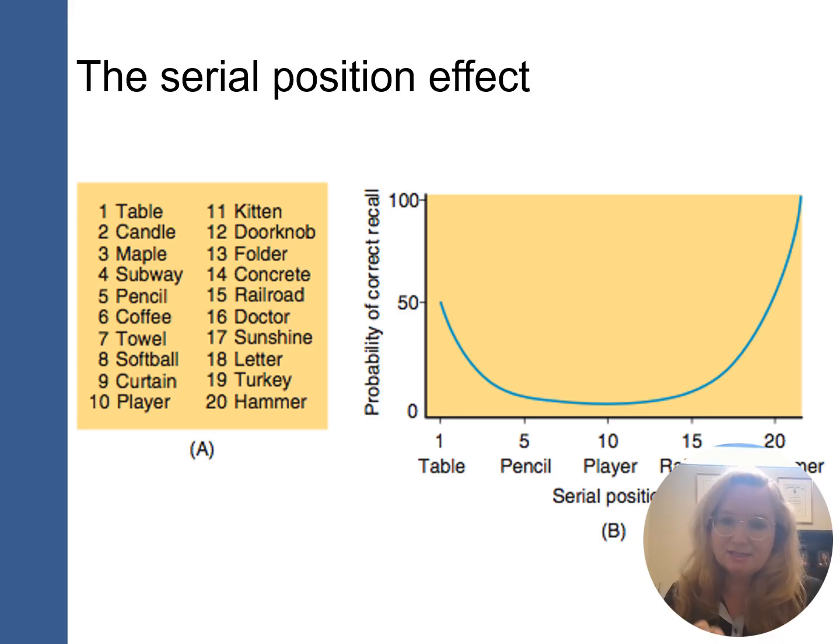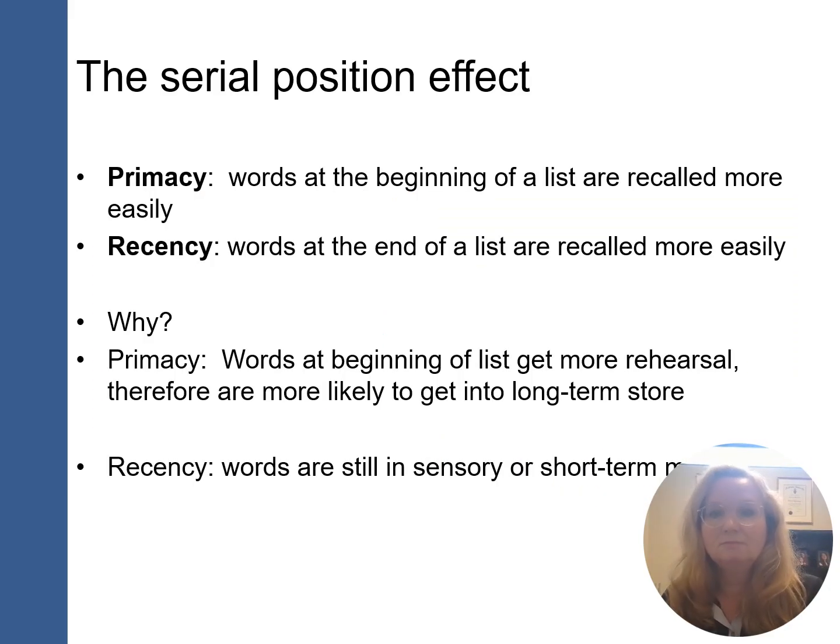And so you can see on this graph, there's all the words and where they landed in the list in terms of order, the serial position in the list. And on the y-axis, you see the probability of the correct recall. And so that's where you're showing that the words early in the list, better recall. Words at the end of the list, really great recall. And then most of the words in the middle, not very good recall at all.